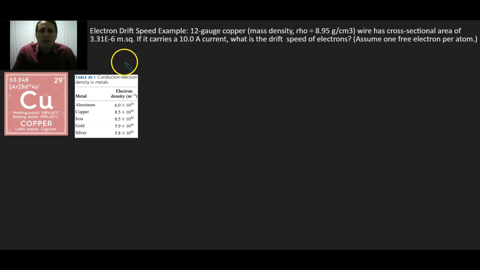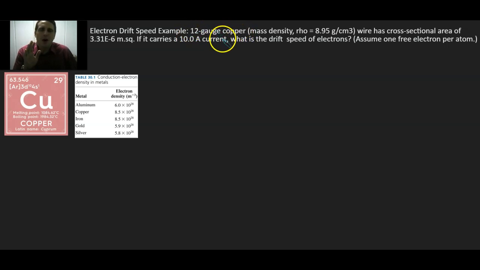Hello, and I would like to perform a calculation as it relates to electric current, and I would like to show this problem in order to find an electron drift speed. So let's look at this following problem. Electron drift speed of 12 gauge copper wire.